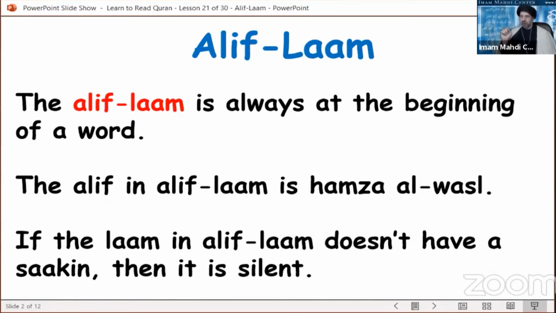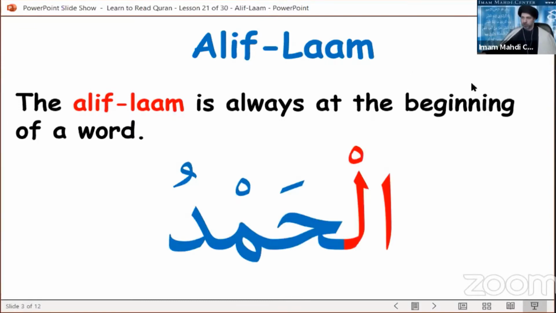And the Alif in Alif Lam is Hamza al-Wasl. So our previous lesson covered Hamza al-Wasl. All the rules that apply to the Hamza al-Wasl by itself will also apply to the Alif in Alif Lam. So for example, if we start reading from the Alif in Alif Lam, we will pronounce this Alif. But if we do not start reading from the Alif in Alif Lam, then it is silent. The way that we know this is in the prints of the Quran, you will see that if the Alif in the Alif Lam does not have a sakin, then it is silent. If it has the sakin, we'll pronounce the Lam. If it does not have a sakin, then the next letter will have a shad, as we'll see in the examples to follow.